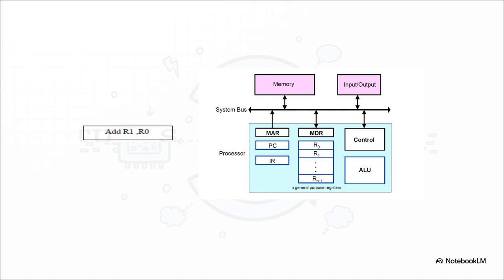They're just tiny, super fast little storage spots right there inside the processor. So this command is pretty straightforward. It's telling the processor to take the number in R1, add it to the number in R0, and then store the final answer back in R0. Simple enough, right? Let's trace its path.